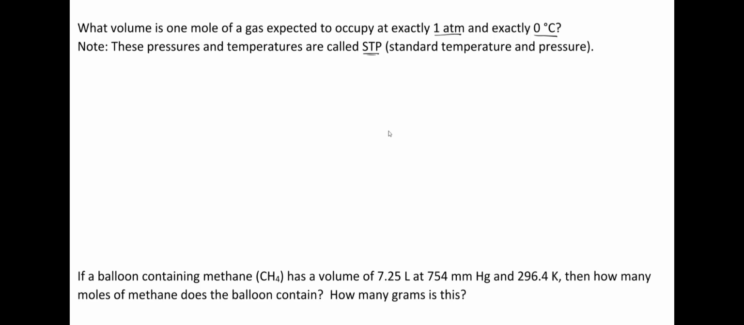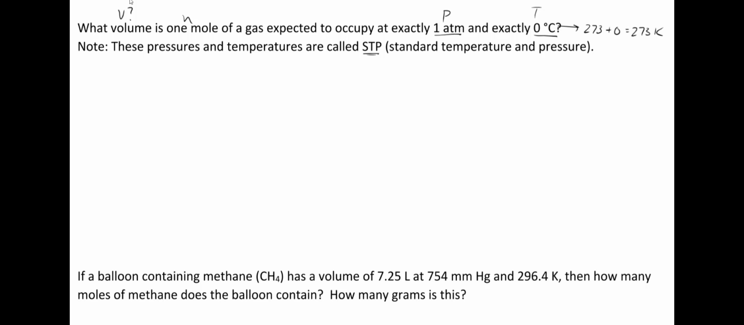So let's see what this question is asking. It says, what volume is 1 mole of a gas expected to occupy at exactly 1 atmosphere and exactly 0 degrees Celsius? And I want to give that volume to 3 significant digits because all of these numbers are exact. So the unknown here is going to be volume. We have 1 mole. We have 1 atmosphere of pressure. And this is our temperature, but we need to get it to Kelvin. So 0 Celsius would be simply 273 plus 0, which is 273 Kelvin.